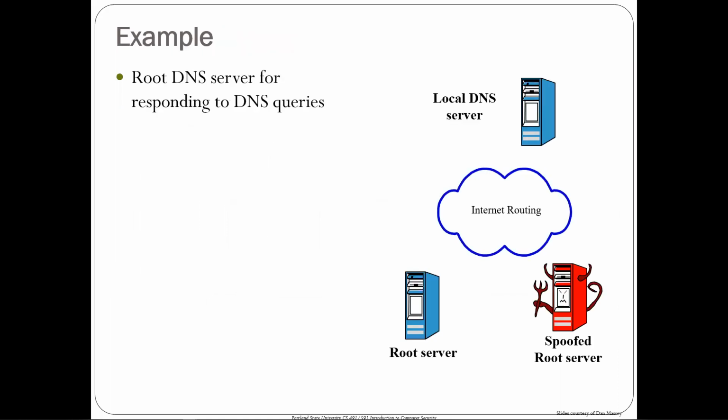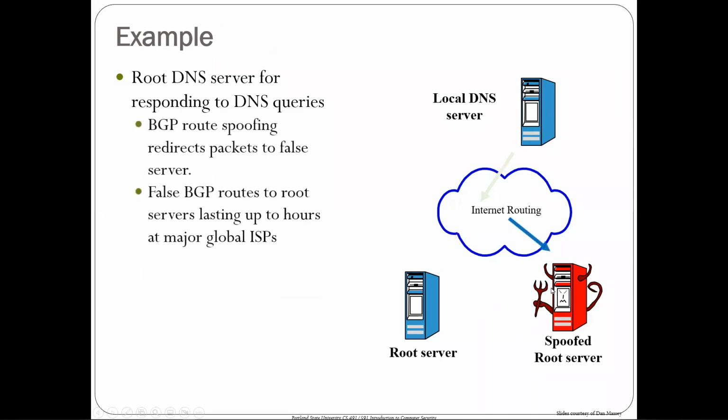So here's just one example of a route hijack. I have a local DNS server, and it's trying to communicate legitimately to a root DNS server, and we'll talk about DNS later. So there's the original connection. If the adversary is over here, injecting bogus, more specific routes to this root server, then the idea is that that traffic could then get redirected to the spoofed server.